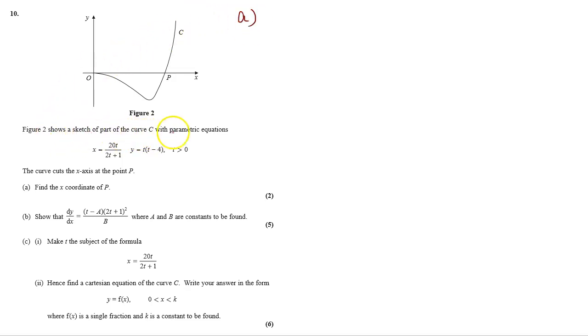The figure shows the sketch of a part of a curve with the parametric equations x is equal to 20t over 2t plus 1 and y is equal to t minus 4, where t is a positive number. The curve cuts the x-axis at point P. So here, y is equal to 0. So put y is equal to 0 in y is equal to t minus 4. So 0 is equal to t minus 4.